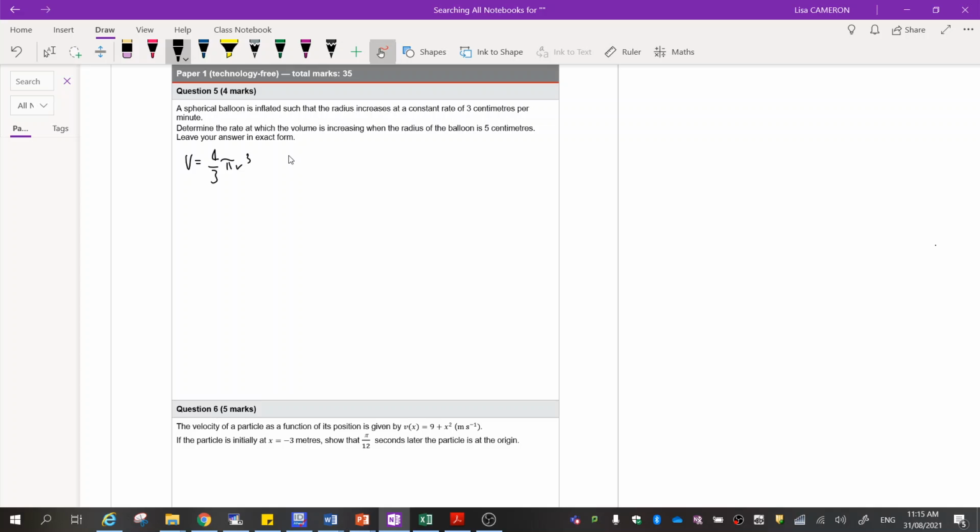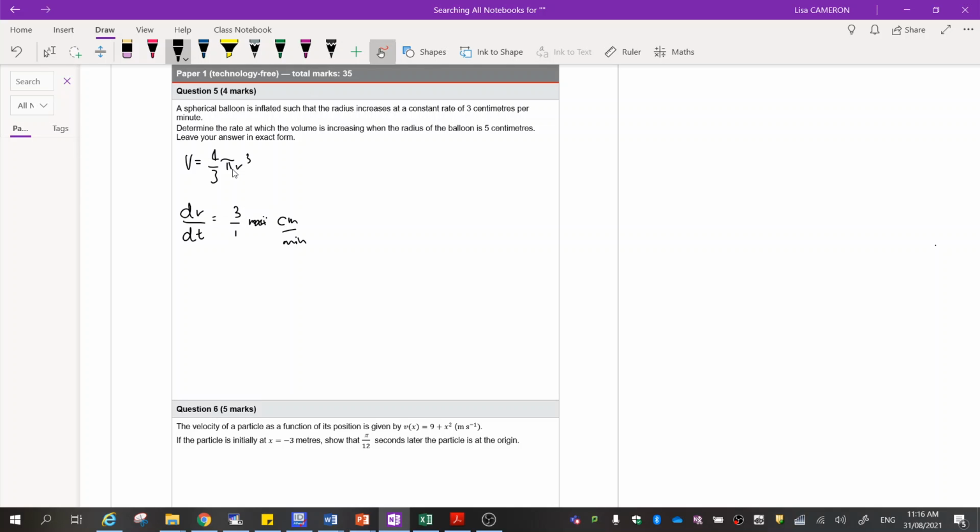It's inflated, which means it's going to be increasing, such that the radius, so the rate of change of the radius with respect to time, is given as 3 centimeters per minute. Now, the trick for writing this out is by looking at the unit. It's centimeters over a unit of time, which is how I know that it's going to be dr over dt and not the other way around. If it was decreasing or deflating, then there would be a negative in front of this, not a positive.